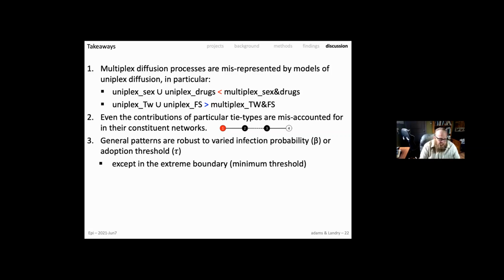Probably the useful point here is that the general patterns are robust to varied infection probability betas or adoption thresholds taus, except in the extreme boundary of the threshold model, where only one partner is needed to adopt something. So I think those are our main punchlines and takeaways.